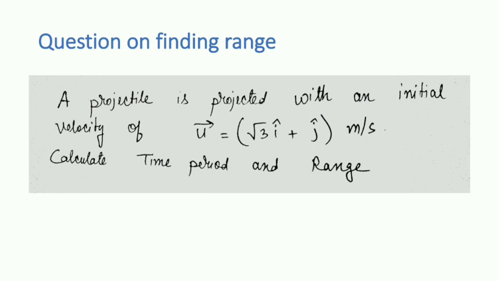Now let's do this question. Let's solve this question. A projectile is projected with an initial velocity of u = √3 i cap + j cap meter per second. So the initial velocity is given in vector form, √3 i cap + j cap meter per second.